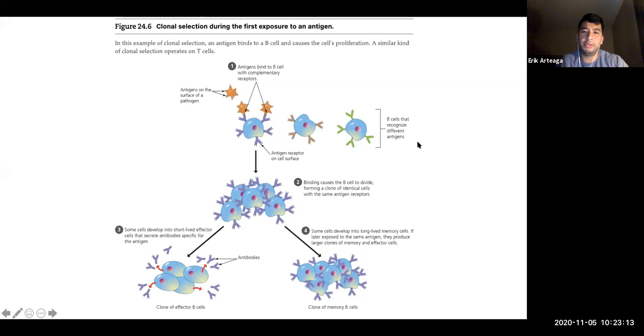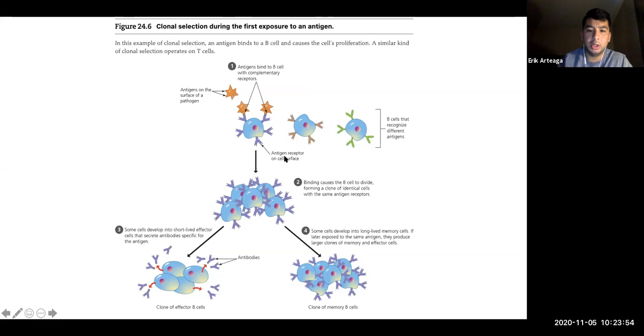So, clonal selection during the first exposure to an antigen. In this example of clonal selection, an antigen binds to a B cell and causes the cell's proliferation. A similar kind of clonal selection operates on T cells. Antigens bind a B cell with complementary receptors. This antigen can be pieces of a pathogen, virus, fungi, bacterium. Antigen receptor on cell surface. Binding causes the B cell to divide, forming a clone of identical cells with the same antigen receptor.